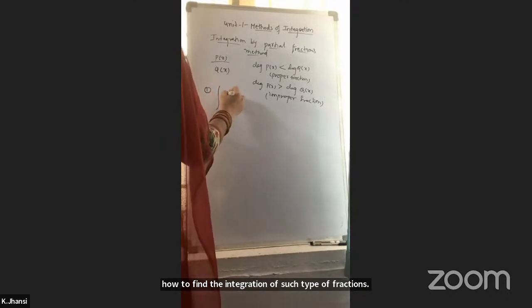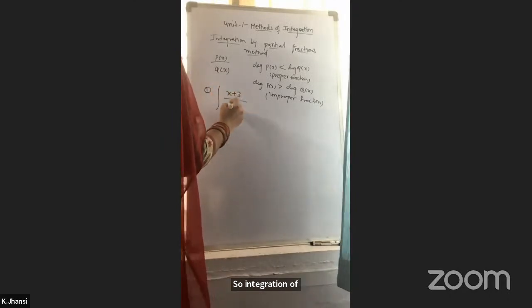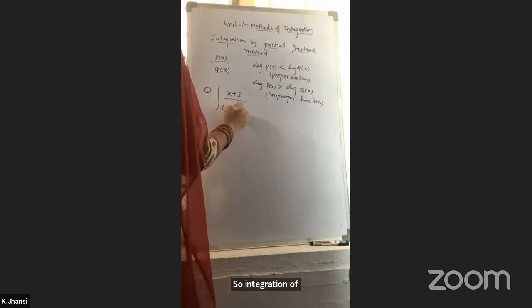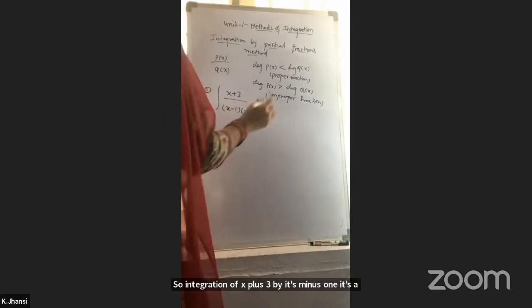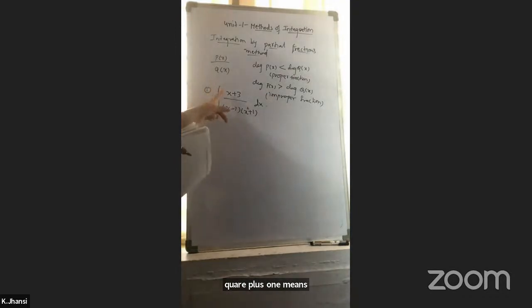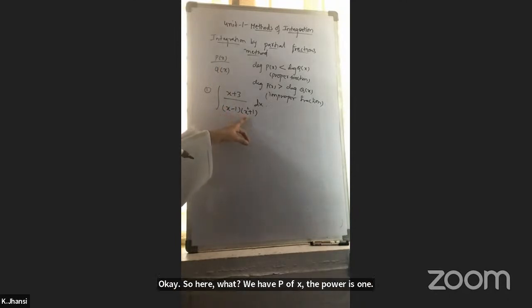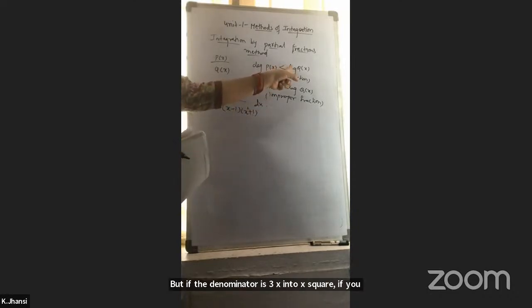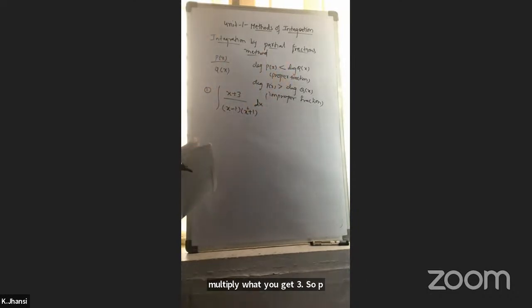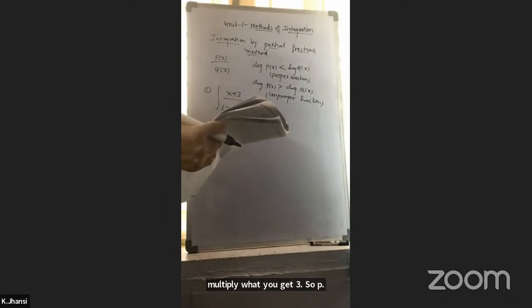Now, as an example, one problem: we are seeing how to find the integration of such type of fractions. Integration of x plus 3 by (x minus 1)(x square plus 1) into dx. Here p of x has power 1, but in the denominator it is 3, since x into x square gives power 3. So p of x is of lower degree than q of x, so it is a proper fraction. You can identify that.